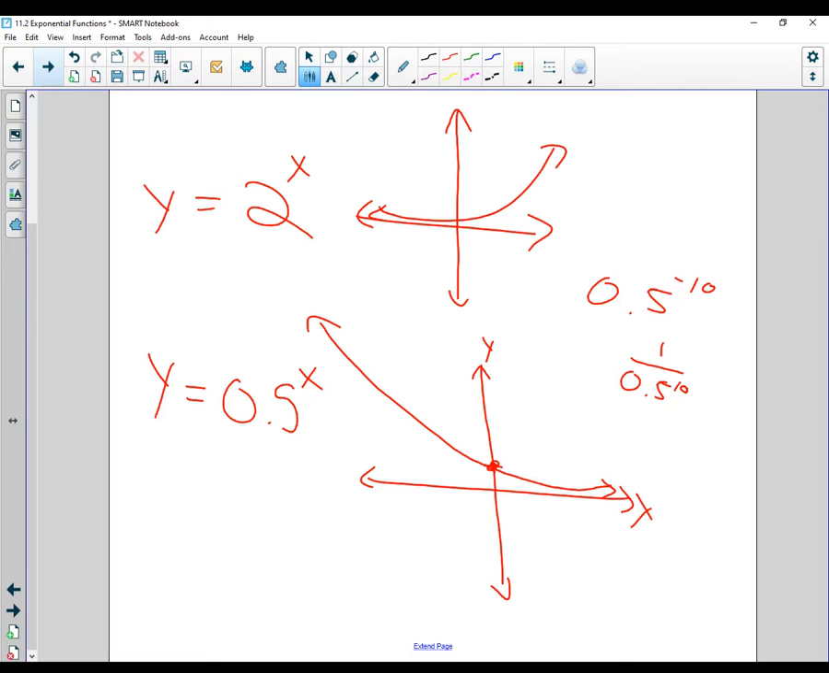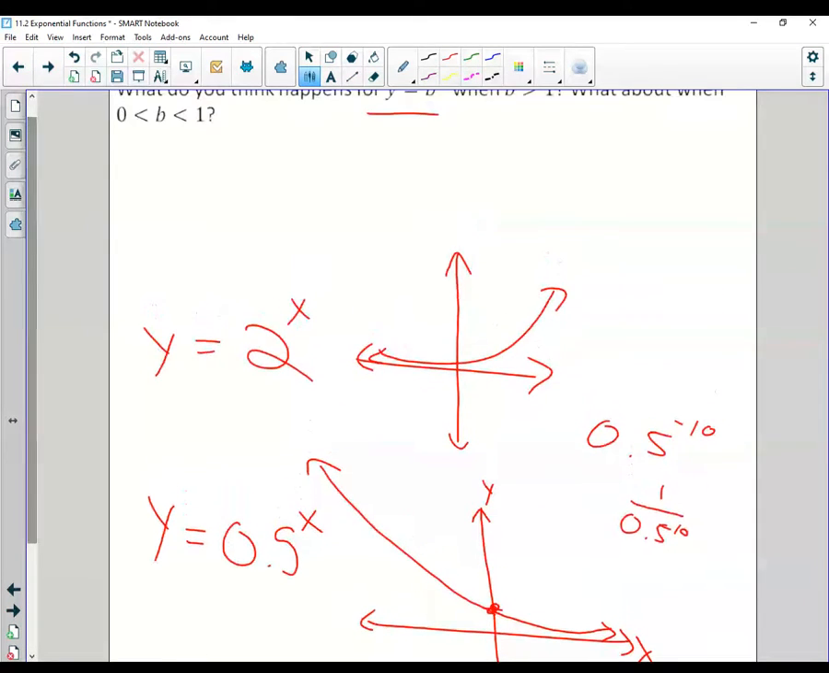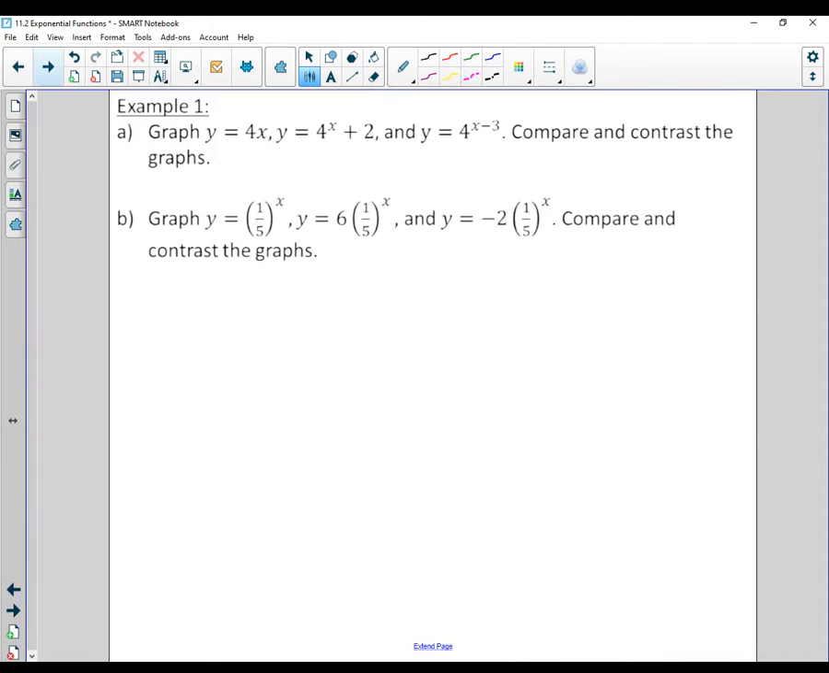Oh, I actually lied about the negative. If the negative is out front, I would flip it down. I'm crazy, because that says take all your y's and make them negative. But if b is between 0 and 1, it's facing the other way. This should be 4 to the x, and I'm going to go on Desmos for this.